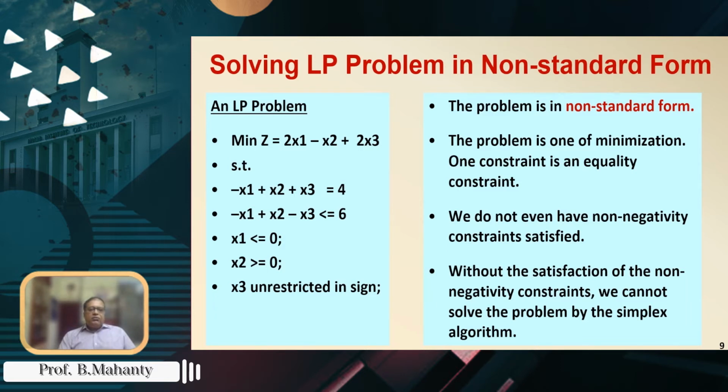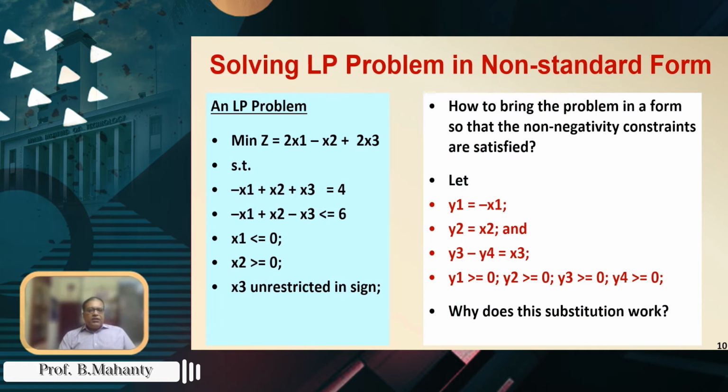Now x2 is greater than equal to 0, no problem there. But x1 is less than equal to 0. So x1 needs replacement. x3 is unrestricted in sign, so x3 also needs replacement. Is it all right? So here, in a nutshell, the problem is in non-standard form. It is one of minimization. One constraint is an equality constraint, and we do not even have the non-negativity constraints satisfied. So without satisfaction of the non-negativity constraints, we cannot solve the problem by the simplex algorithm. So simplex requires that all the variables must be greater than equal to 0. All right, so we have to do all this substitution.